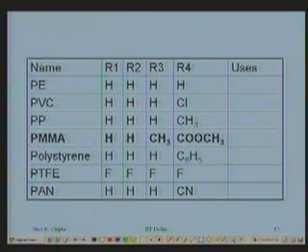Next is polymethyl methacrylate. Two side groups are hydrogen. The third one is CH3, just as I showed you, and the fourth one is COOCH3, still a bigger group. This is also called plexiglass, and I told you that window panes or transparent windows can be made out of it. This material is very transparent.